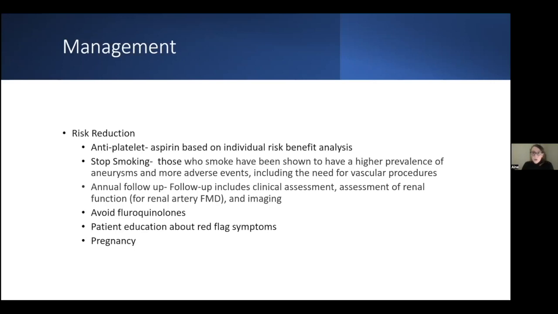However, this comes from a paper whereby 96% of the patients did not actually know that they had renal FMD prior to their pregnancy. So it's important to take that into consideration, because if your FMD is managed before your pregnancy, there's no reason to think that you would not have a successful and a good outcome from your pregnancy.